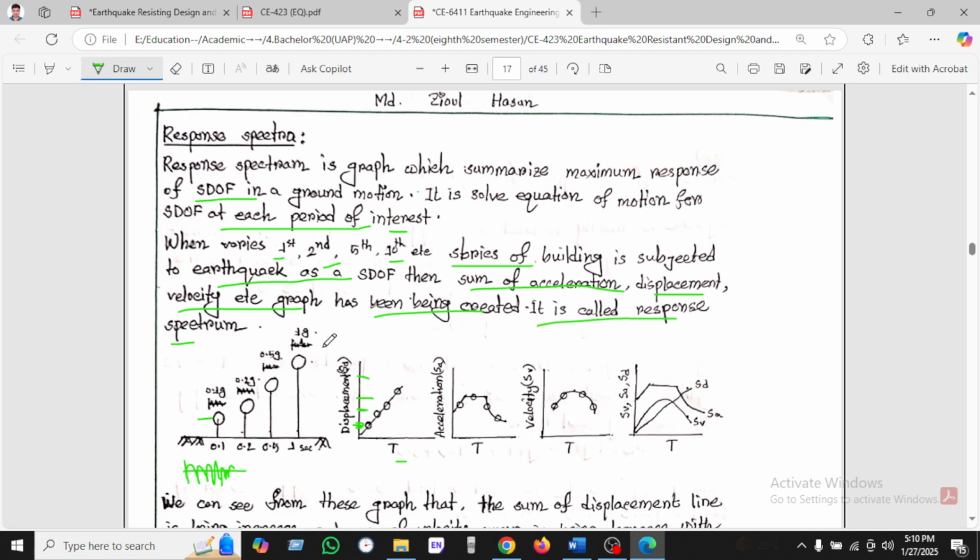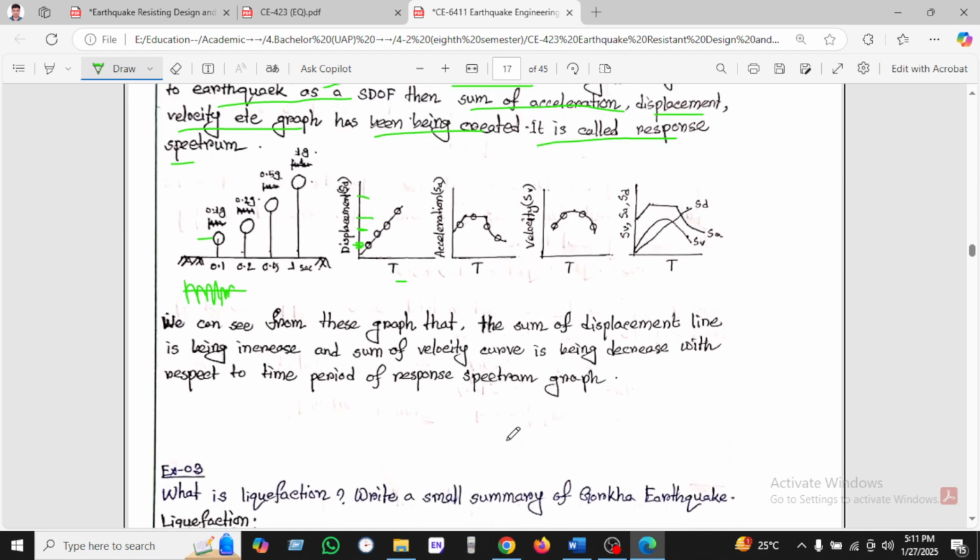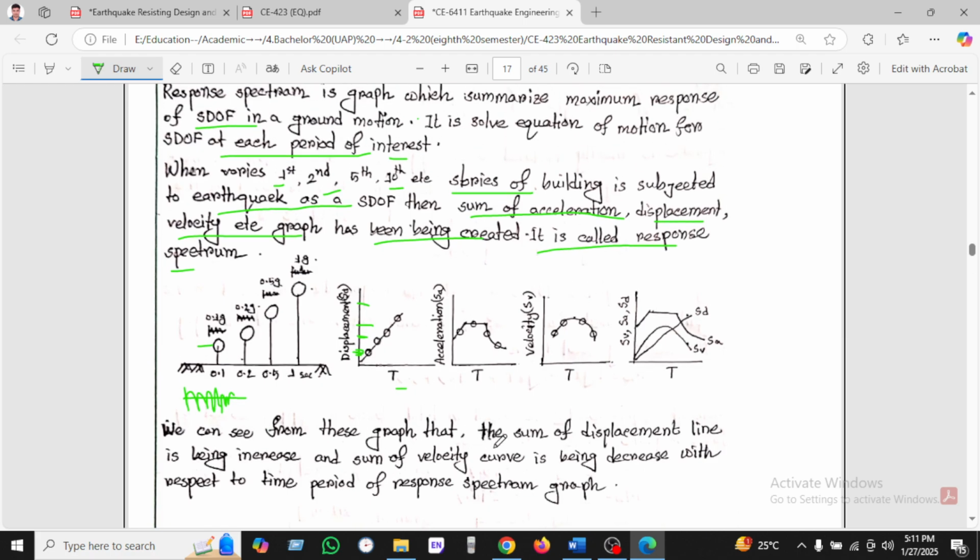In this way, the larger building will get the larger displacement. When we compare the acceleration, we find this type of acceleration, and the velocity will be this type. All three types of graph, velocity, acceleration, and displacement, are given here. We can see in the figure that the displacement line is increasing, and the velocity is also increasing with respect to the time period of the graph.